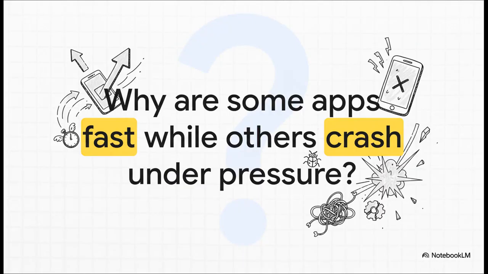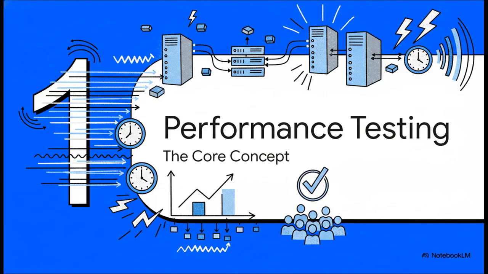So let's kick things off with a question that, we've all been there. Why is it that some apps just feel incredibly smooth and responsive, while others are just slow, buggy, or worse, they crash right when you need them most? Well, the secret isn't just about good coding, it's about how that code was tested, both before it was ever written and after it was running. And that, right there, is where performance testing comes into the picture.